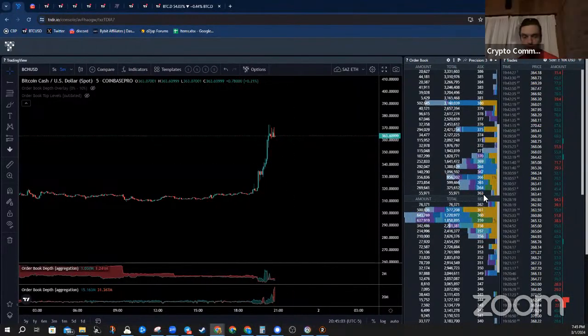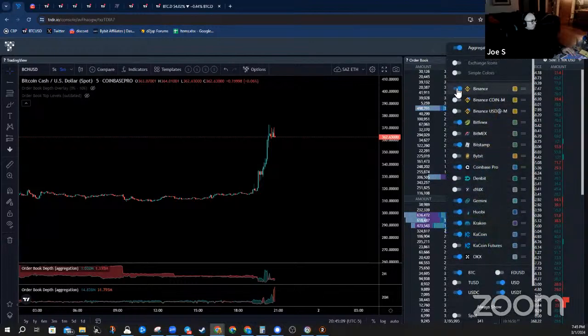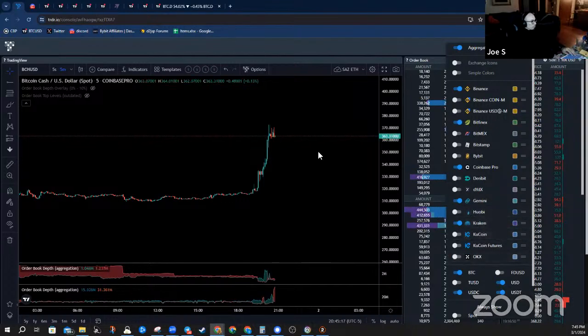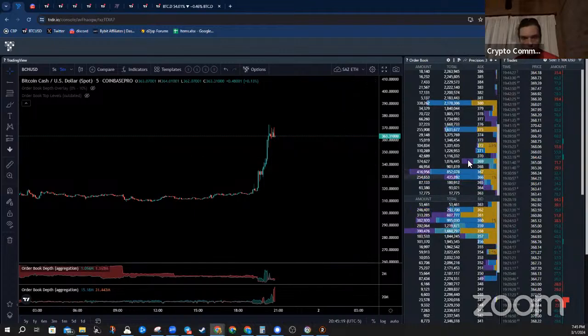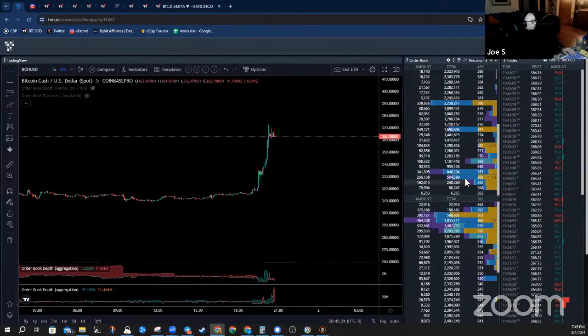Look how much movement there is in the order book. I know this is probably a little slow because of all the things we have selected, but let's get rid of Bitstamp, let's get rid of Huobi, let's get rid of the Chinese exchanges. But you see how dynamic the book is right now? How many people are pulling their orders? It's just shifting around way too much. It's times like this where I would rather wait.